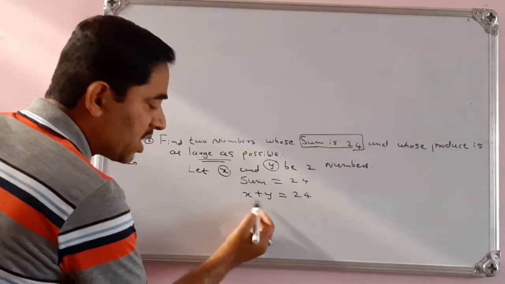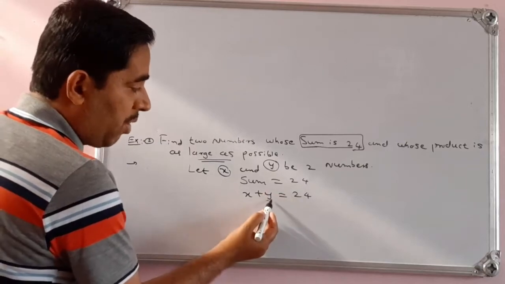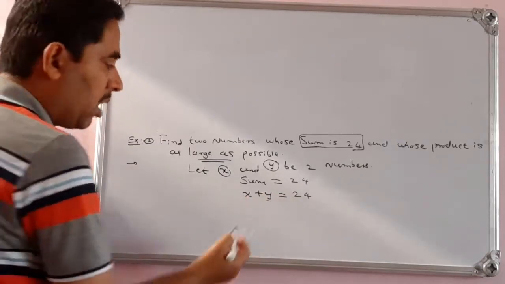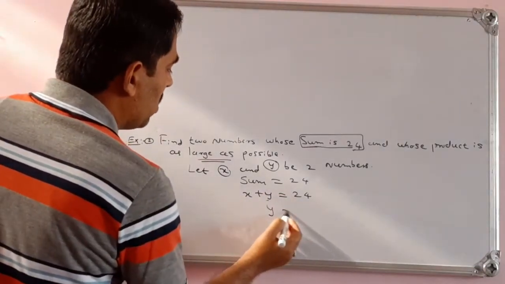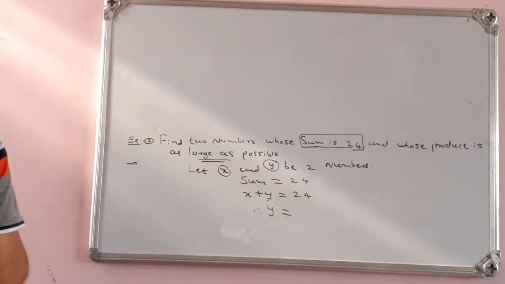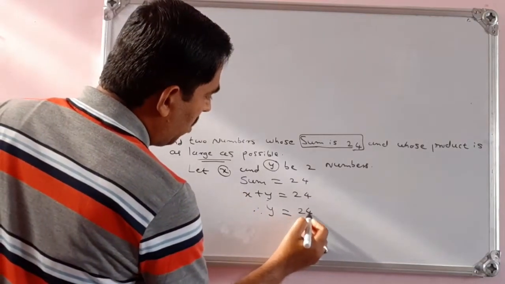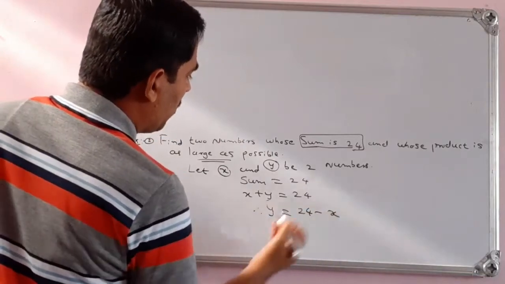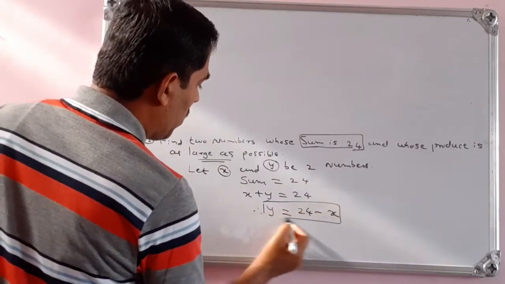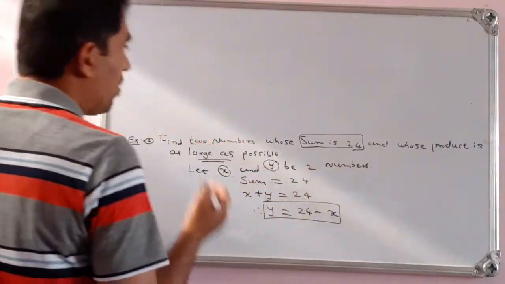So we can solve for x or y in this case. Here the choice is ours. We can solve for y, or we can solve for x to get the other number. If I solve for y, shifting x to the right hand side, I get y is equal to 24 minus x. Also given that the product is as large as possible.